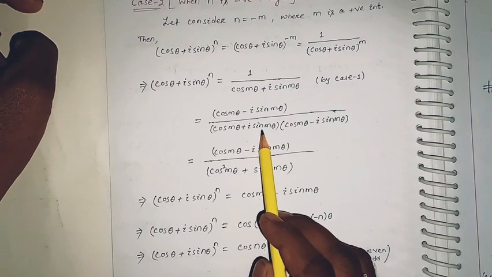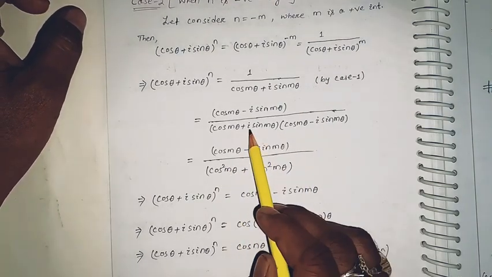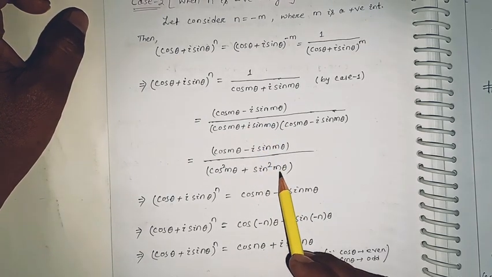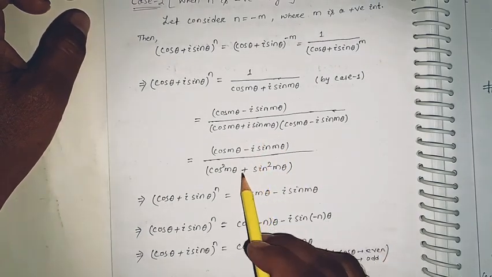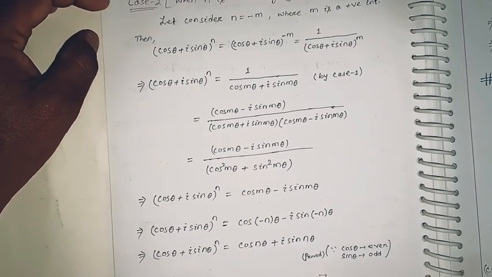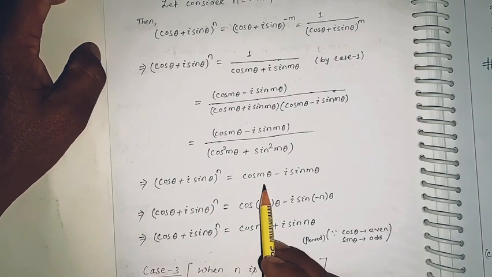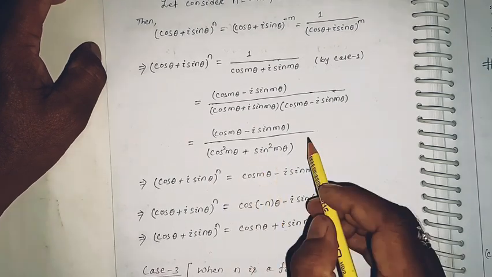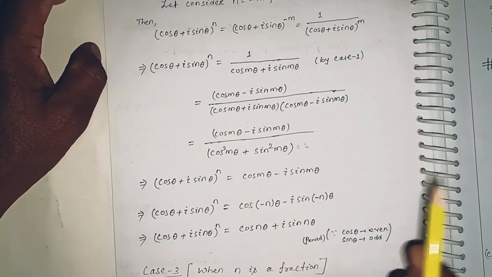Here you can see the (a plus b)(a minus b) format is there. So a square means cos square m theta, and then (i sin m theta) whole square, that means i square into sin square m theta. So minus i square, which is minus 1, and minus will be there, so it will be plus sin square m theta. That implies (cos theta plus i sin theta) to the power n will be equal to how much? Here cos square m theta plus sin square m theta will be nothing but 1. So we found cos m theta minus i sin m theta.